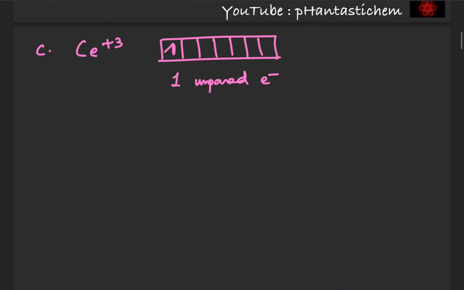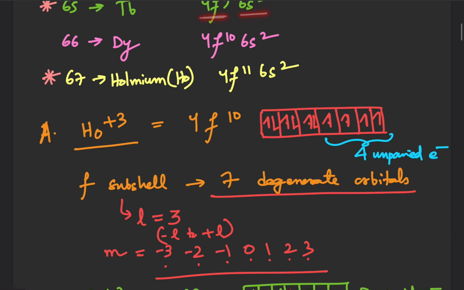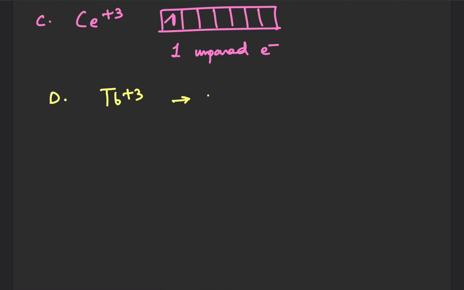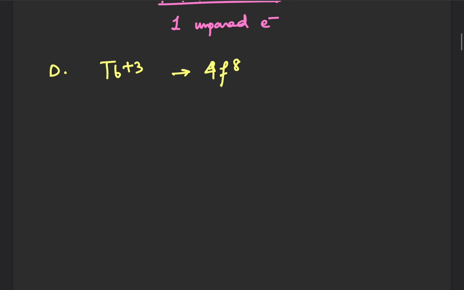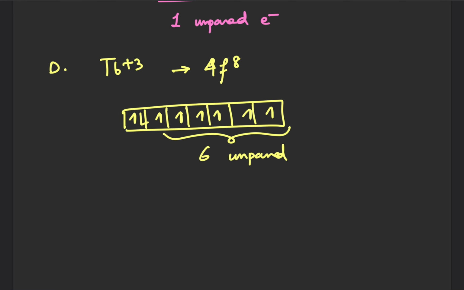Okay. Then we have the last option, which is terbium plus 3. So the configuration of terbium plus 3 will be, remove 2 electrons from 6s and 1 from 4f. So we'll be left with 4f8, and it will look something like this. 1, 2, 3, 4, 5, 6, 7, 8. So you can see there are a total of 6 unpaired electrons.